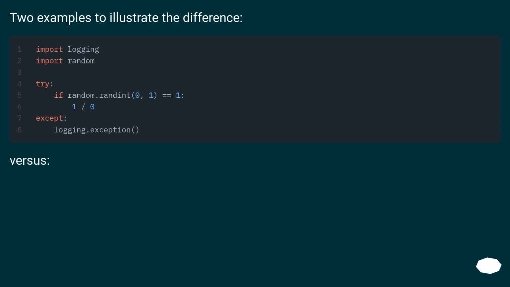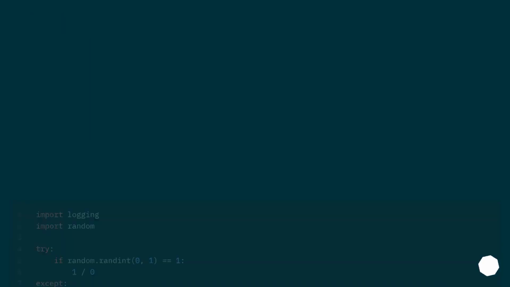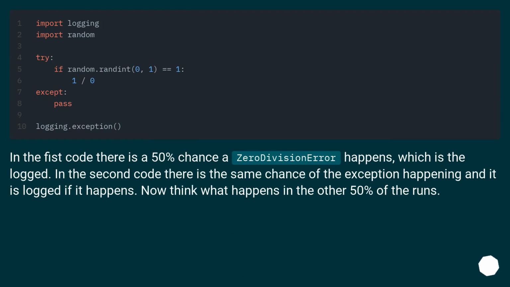Two examples to illustrate the difference. Versus. In the first code there is a 50% chance a zero division error happens, which is then logged. In the second code there is the same chance of the exception happening and it is logged if it happens. Now think what happens in the other 50% of the runs.